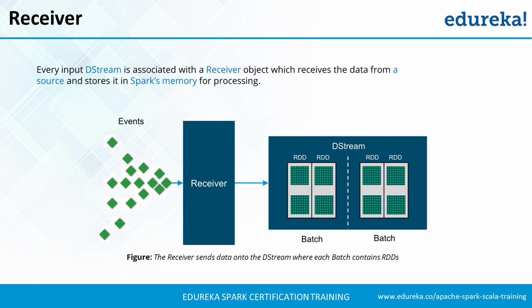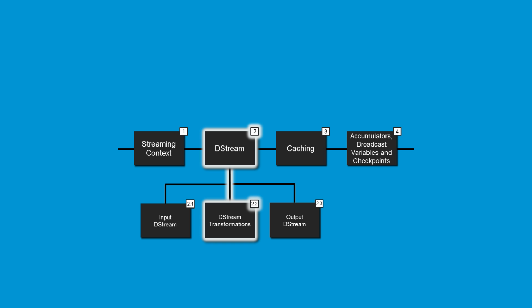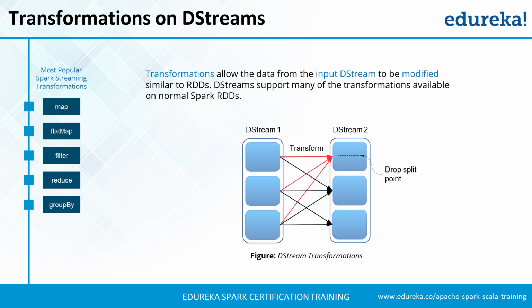Now, moving further, transformations on the DStream. Let's understand that. What are the transformations available? There are multiple transformations which are possible. The most popular ones: we have map, flat map, filter, reduce, group by. Now you are getting your input data, and you will be applying any of these operations, means any transformation step is going to happen, and then a new DStream is going to be created. Okay, so that is what's going to happen.